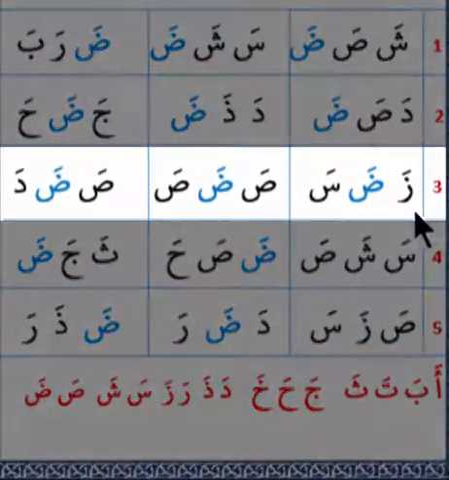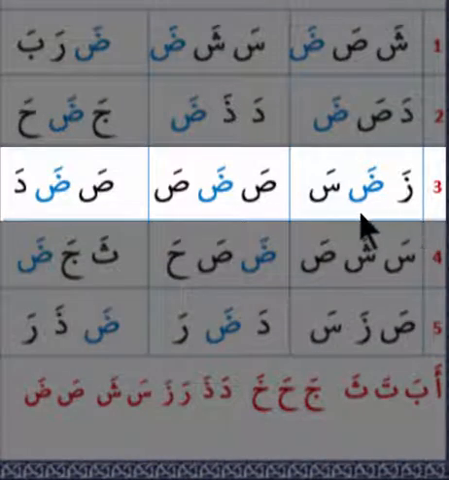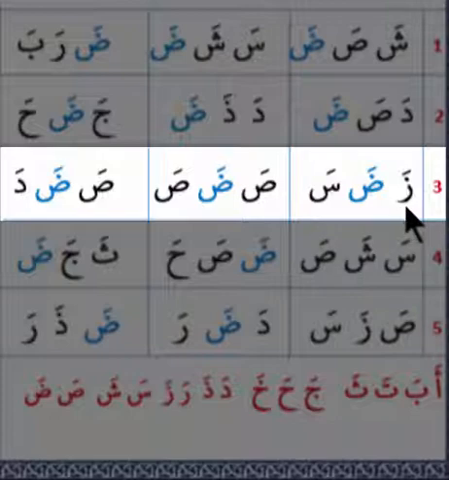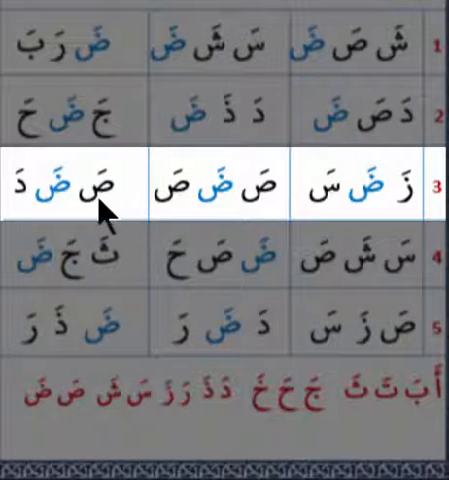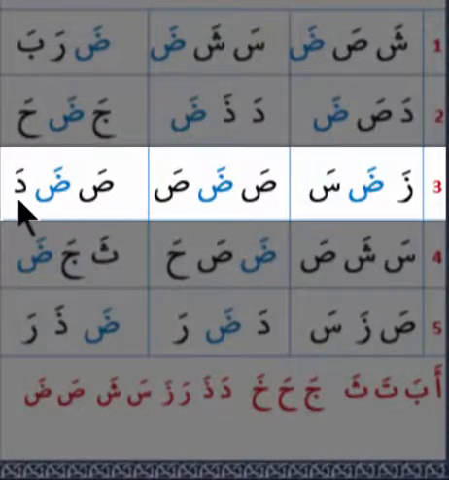Third line. Za, ba, sa. Za, ba, sa. Sa, ba, sa. Sa, ba, sa. Sa, ba, da. Sa, ba, da.